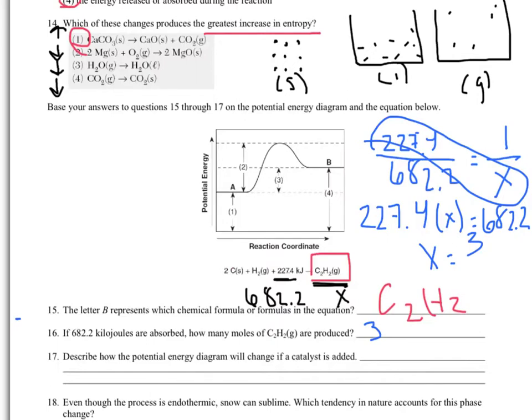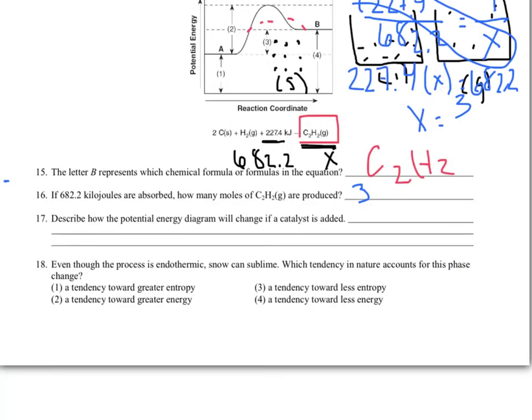Now, for question number 17, we're asked, how will this potential energy diagram change if a catalyst is added? And recall that catalysts speed up chemical reactions, both the forward and the reverse, by lowering the activation energy. So the activation energy would be lower. Question number 18 has some great vocabulary in it. So the first really great vocabulary word is this term endothermic. Recall that endothermic means heat goes into, or heat is absorbed into, a reaction.